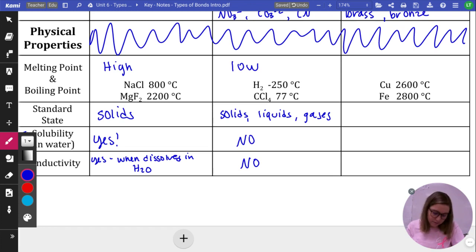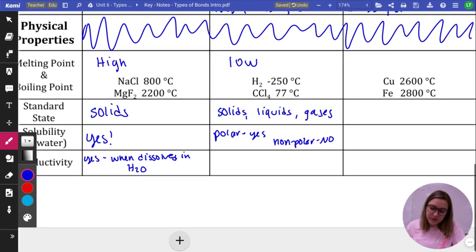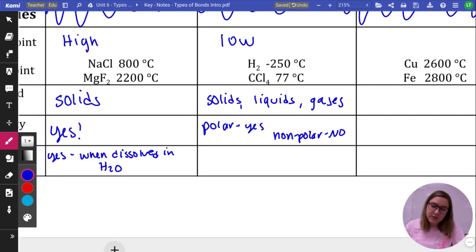I guess I should say, let me try that again. So for covalent compounds, polar compounds will dissolve in water, while nonpolar compounds will not dissolve in water. For example, sugar is a polar compound. Sugar dissolves in water, and it is covalent. Oil is also a covalent compound, but it does not dissolve in water. So those are some examples. And covalent compounds do not conduct electricity.